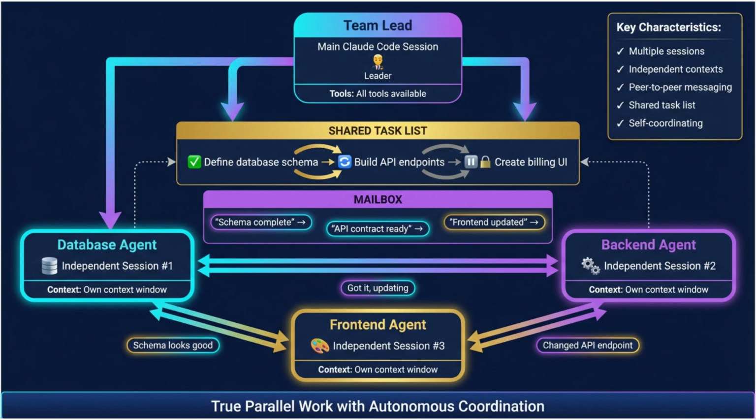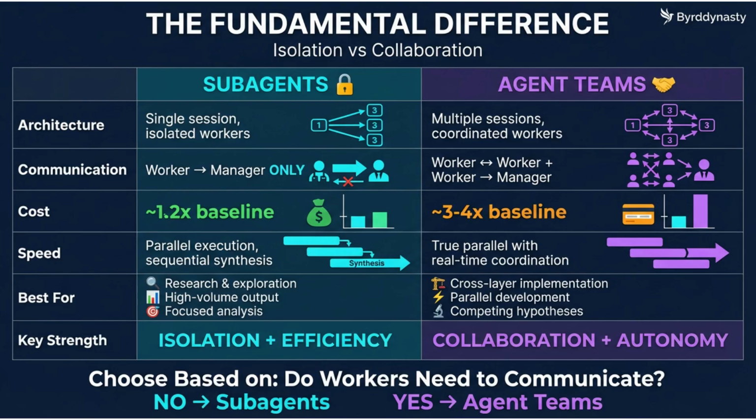But autonomy has a cost. Token usage scales with team size. 3 teammates equals 3 times token consumption. You're paying for genuine parallelism and autonomous collaboration. The entire difference in one sentence. Subagents give you isolation and efficiency. Agent teams give you collaboration and autonomy. Everything else follows from that trade-off.